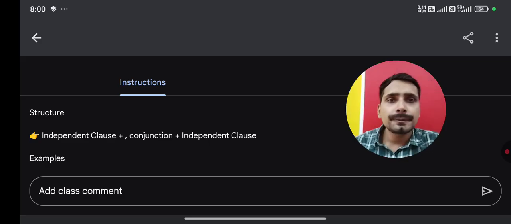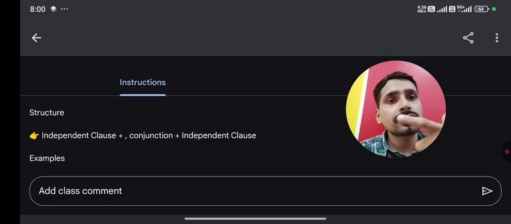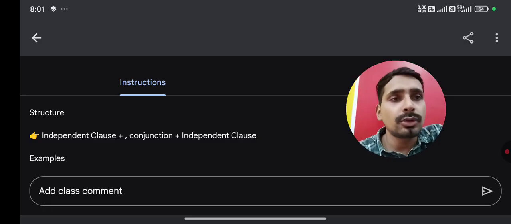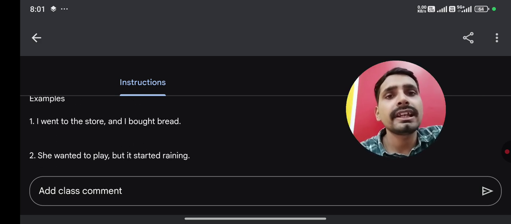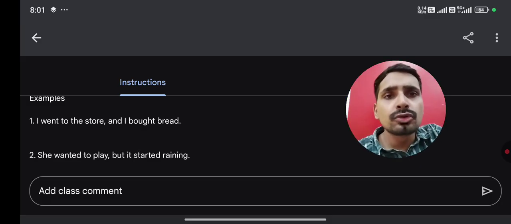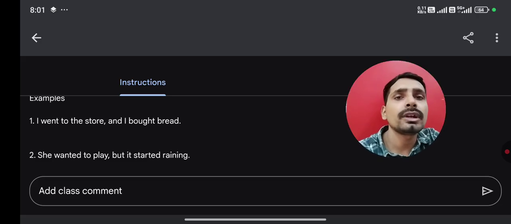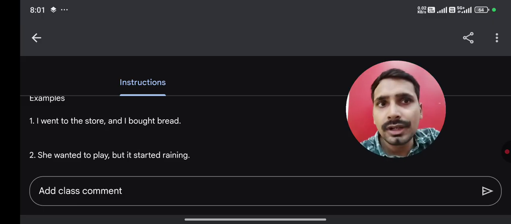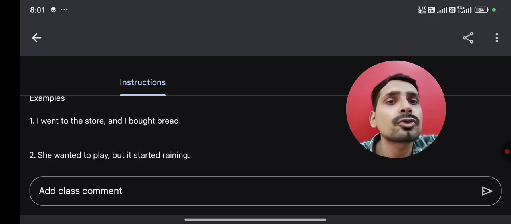Chalo, let's look at the structure. In a compound sentence, we have one independent clause, one conjunction which combines both of the sentences, and then another independent clause, and it goes on and on as many independent clauses as we want to add. Let's look at examples. I went to the store and I bought bread. If we remove one sentence, the other does not lose its value. These two independent clauses have their own subjects, verbs, and objects, and they are joined by this coordinating conjunction.